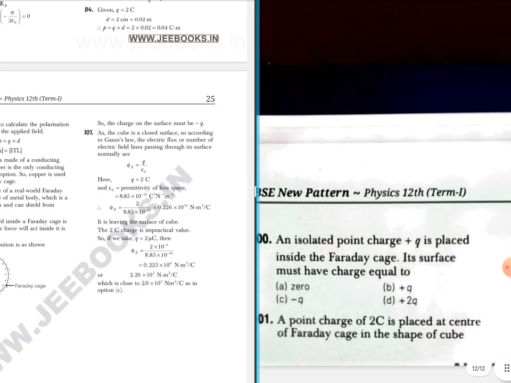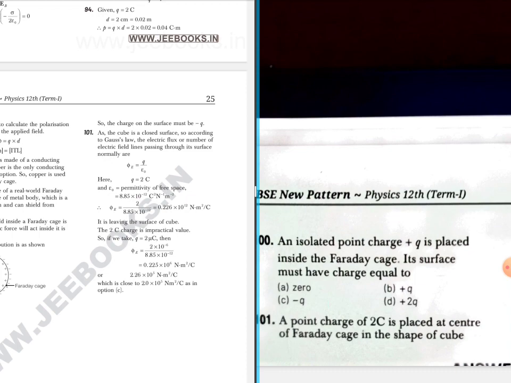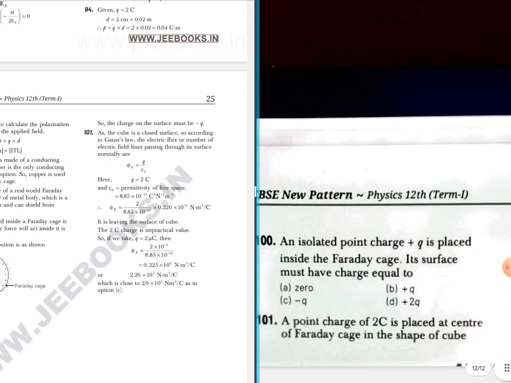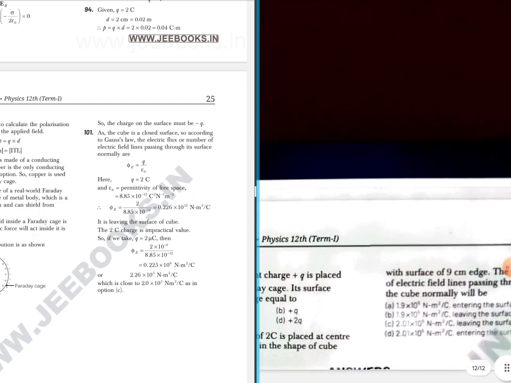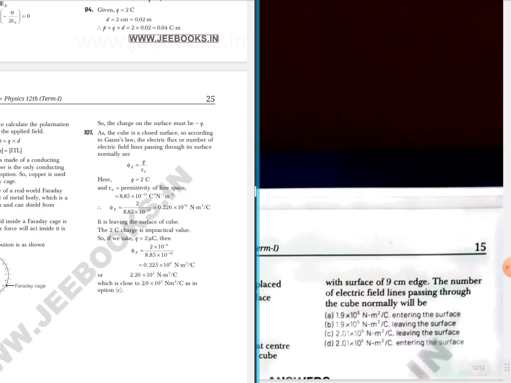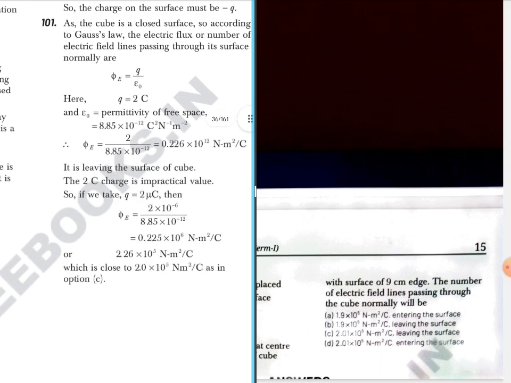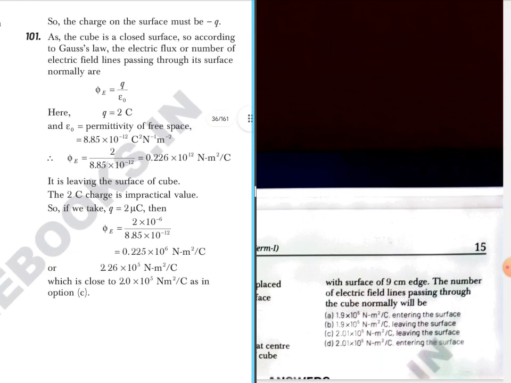And a point charge of 2 coulomb is placed at the center of the Faraday's cage in the shape of a cube. So what is the number of electric field lines passing through the cube normally? The entire cube is just flux by Q, it's just Q by epsilon naught. They're not asking through one face, right? They're asking through the entire cube. It's just Q by epsilon naught.